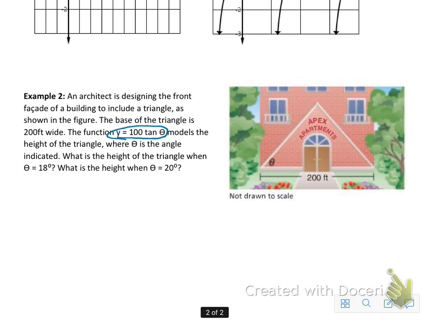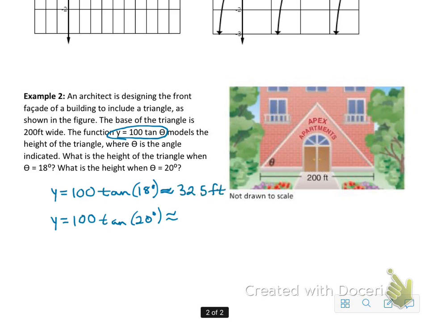So guess what we're going to do with theta? We're going to plug it in, and that's it. You're going to plug it into your calculator. So y is going to equal 100 tangent of 18, and that's in degrees, so make sure you change your calculator to degrees if it's not already in it. And y equals 100 tangent of 20 degrees. We're going to get an approximation when we plug it into the calculator. So let's put approximately. This is 32.5 feet. That's what your calculator would give you. And this is 36.4 feet. Again, that's what your calculator would give you. So even word problems aren't that bad.